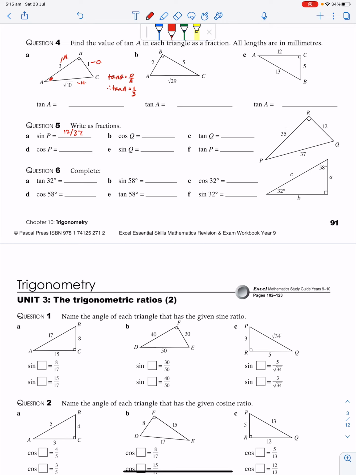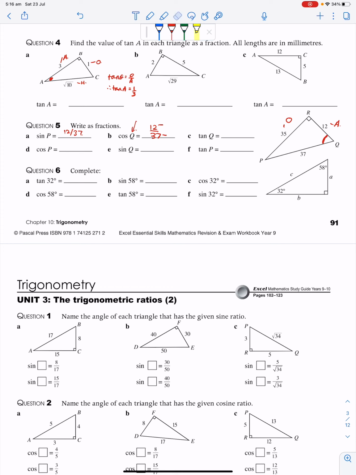Now in question 5b, they're referring to angle Q. So angle Q is over here. Now because they're referring to this angle, this is now opposite and this is now adjacent. Cos of any angle is equal to adjacent over hypotenuse. So cos Q is equal to 12 over 37 because that's adjacent and that's the hypotenuse.